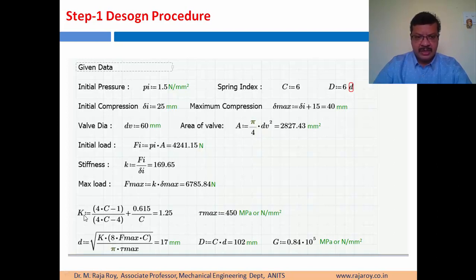Now calculate the constant K value. K equal to (4C minus 1) by (4C minus 4) plus 0.615 by C. This is the equation. From this, constant K equal to 1.25 we are getting. Then tau max value is given in the problem, that is 450 MPa or Newton per mm square. From this you can calculate the wire diameter. Wire diameter d equal to root over K into 8 into F max into C by pi into tau max. From this you get the wire diameter d equal to 17 mm. From wire diameter and spring index, you can get the coil diameter capital D, that is equal to 102 mm. G value is given in the problem, that is 0.84 into 10 power 5 megapascal or Newton per mm square.